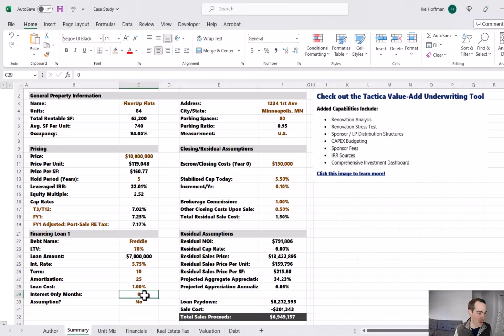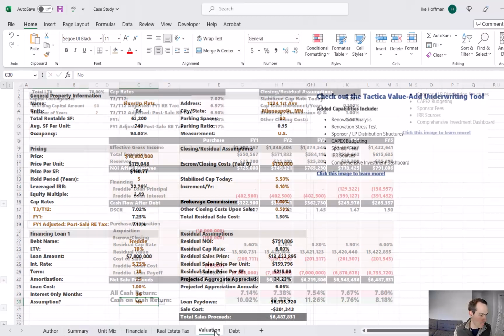A common thing I've seen investors do is get a loan that offers an interest-only period. So during the early years of their business plan, they're not going to need to make any principal payments. They will only make interest payments. And in this instance, we're going to plug in a 36-month, or 3-year, interest-only period.